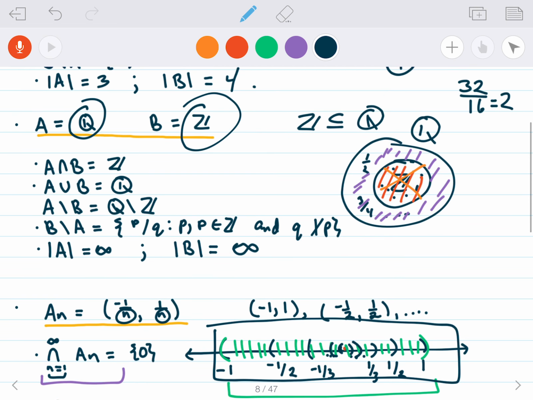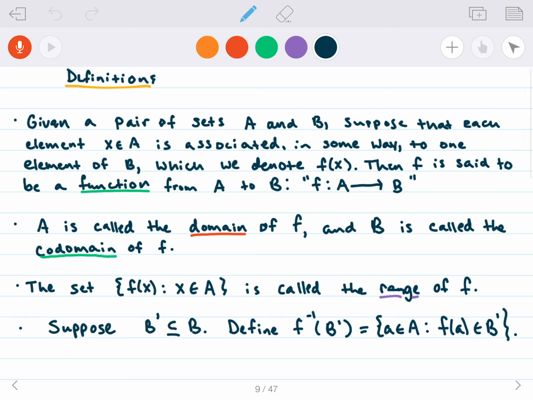All right, let's see what is next on the agenda. All right, here are some definitions. You've probably seen them before. Given a pair of sets A and B, suppose that each element x in A is associated in some way to another element of B, which we denote f of x, this function notation that you've all seen before. Then f is said to be a function from A to B.